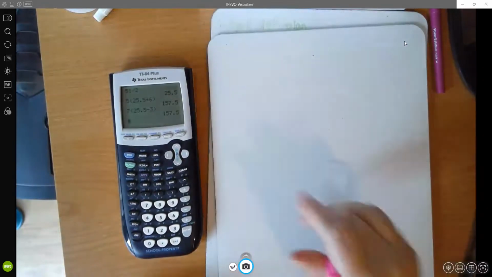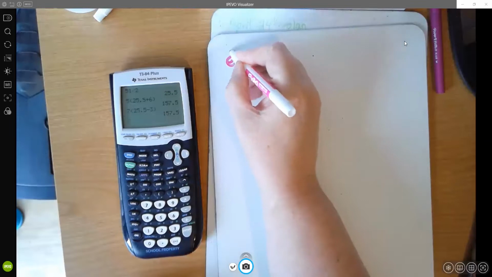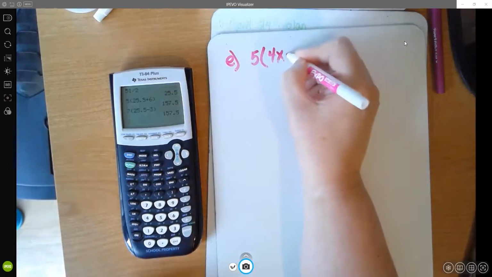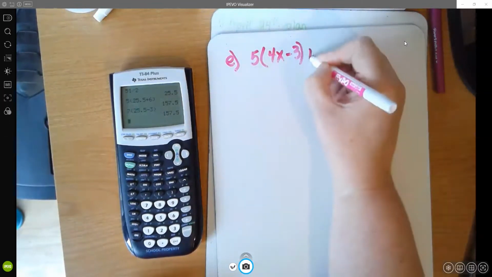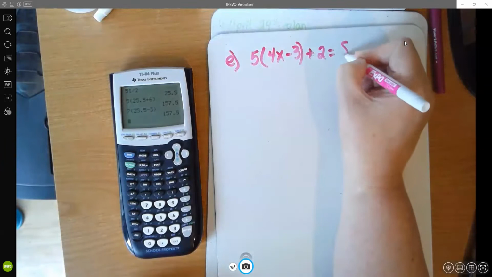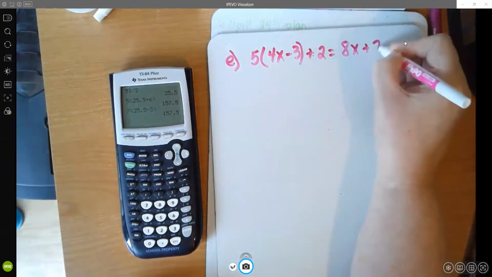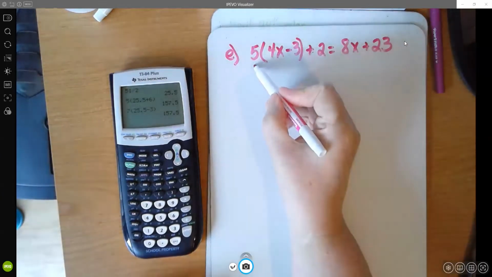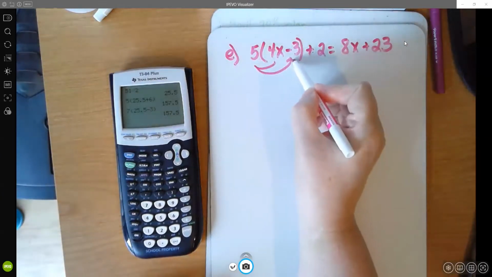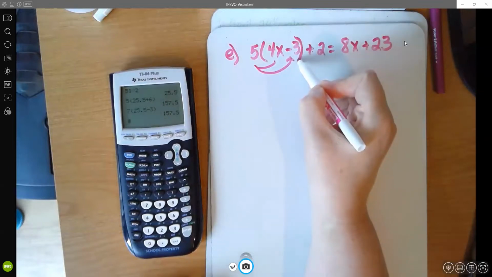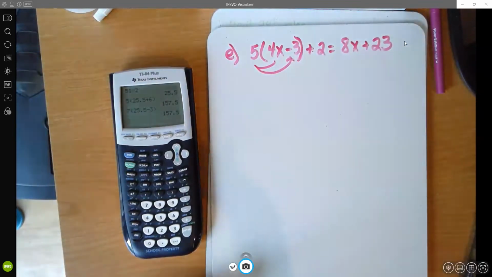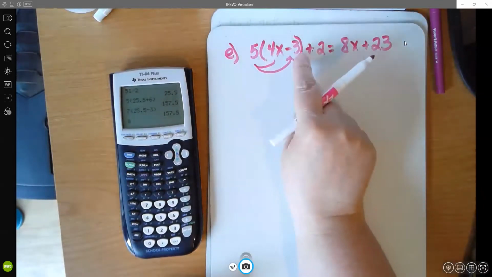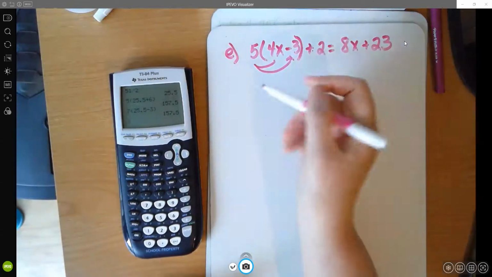Okay, we're ready for letter E. This is 35E, and that is 5 times 4x minus 3, plus 2, equals 8x plus 23. I'm going to multiply 5 times 4x, then 5 times 3. Notice the parentheses tells me where to stop. It's my stop sign. The beginning parentheses tells me where to start my multiplication. The end parentheses tells me where to stop.